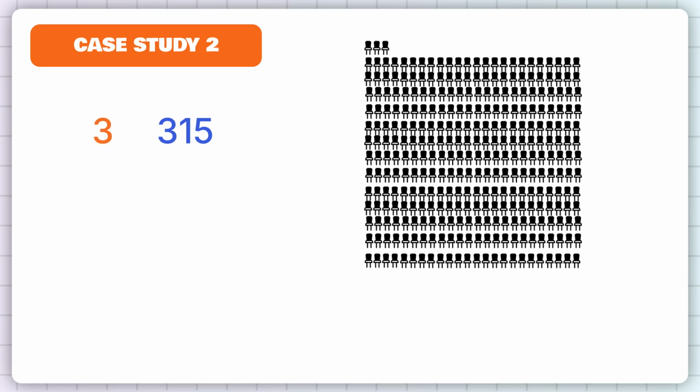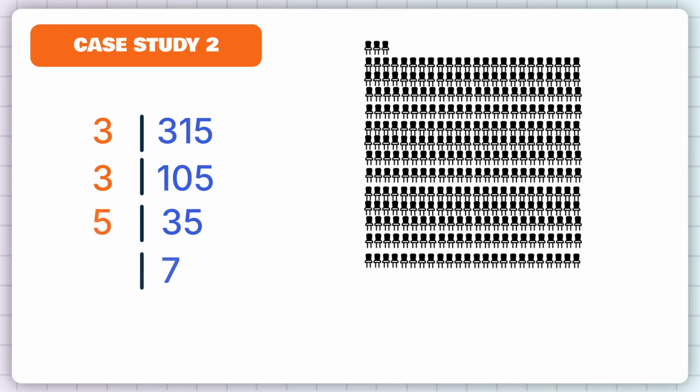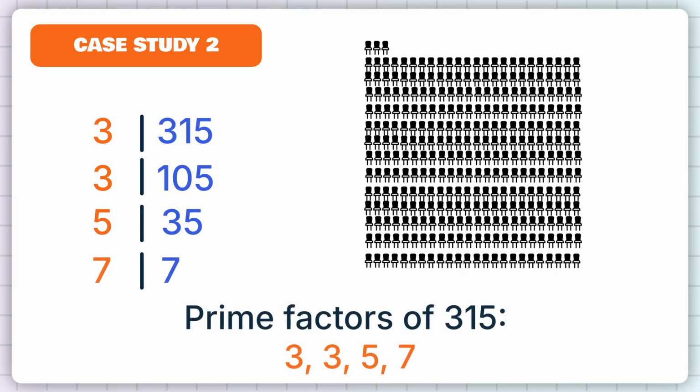Second, 315 divided by 3 is 105. Then divide 105 by 3 again to get 35. Thirdly, since 35 is not divisible by 3, divide it by the next prime number 5 to get 7. And finally, since 7 is a prime number and divides evenly into itself, we stop here. Thus, the prime factors of 315 are 3, 3, 5, and 7. By calculating this, we know in advance all of our options for dividing chairs into neat arrangements with no remainders.